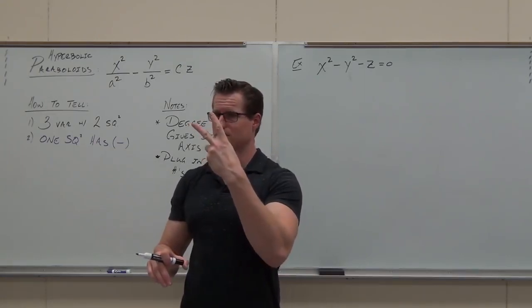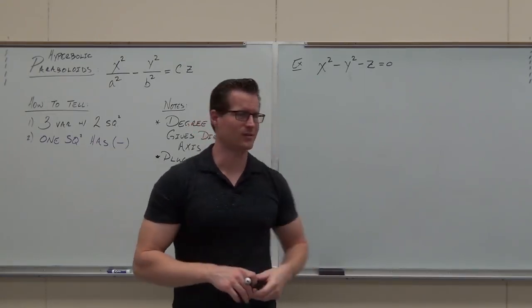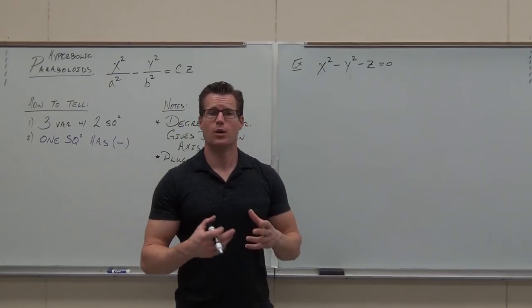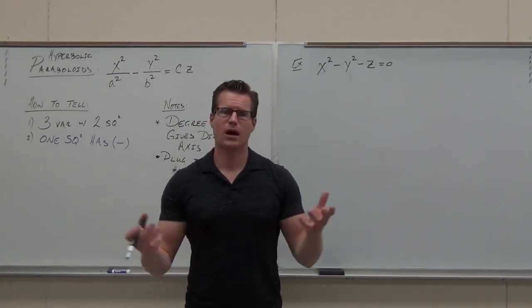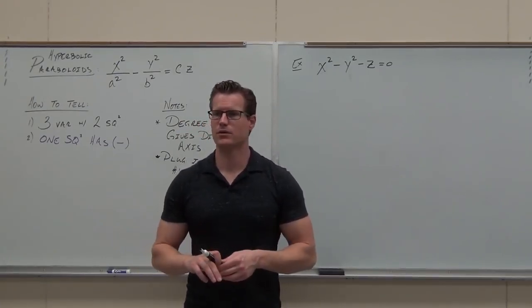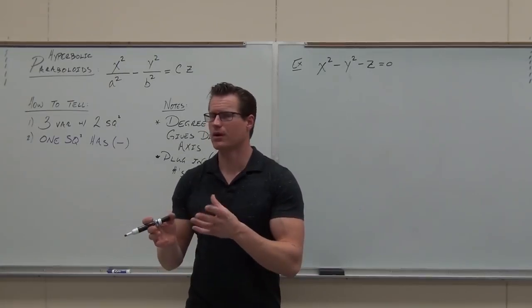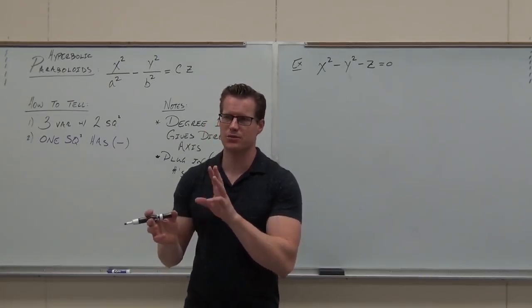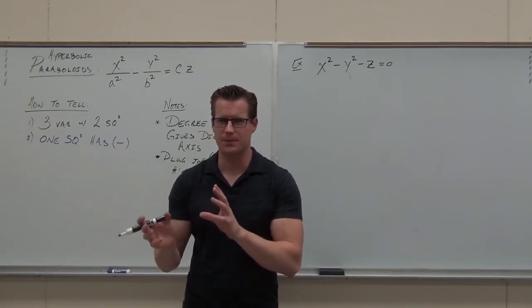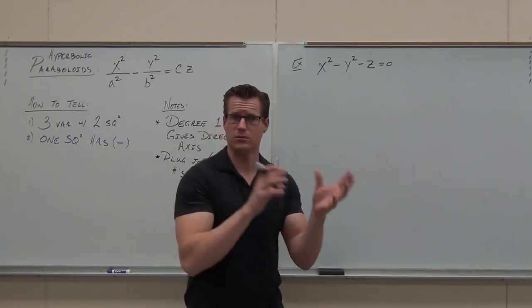2. This has 3, not just 2. So it's definitely a surface. What type of surface is it? Well, how many squares does it have? 2. Okay, 2. And so it's either one of 2 shapes. If it's got 3 variables, 2 squares, one of 2 shapes. What is it? Paraboloid or Hyperbolic.